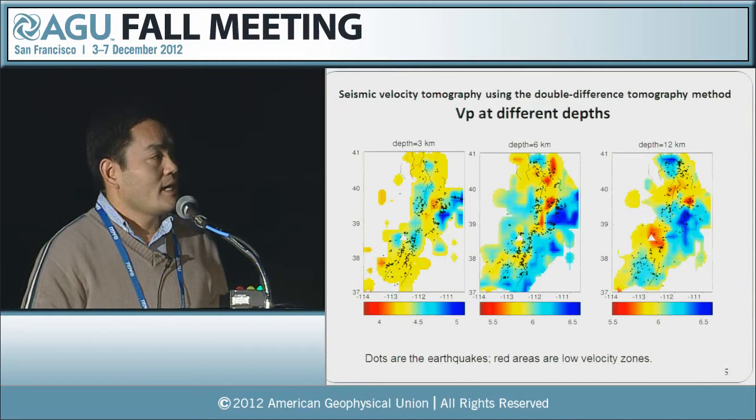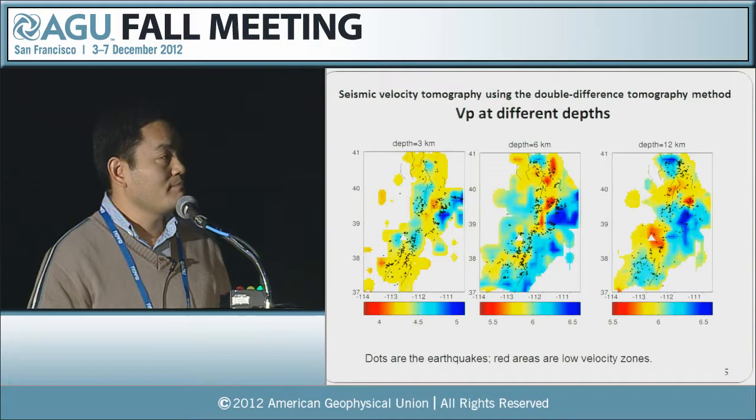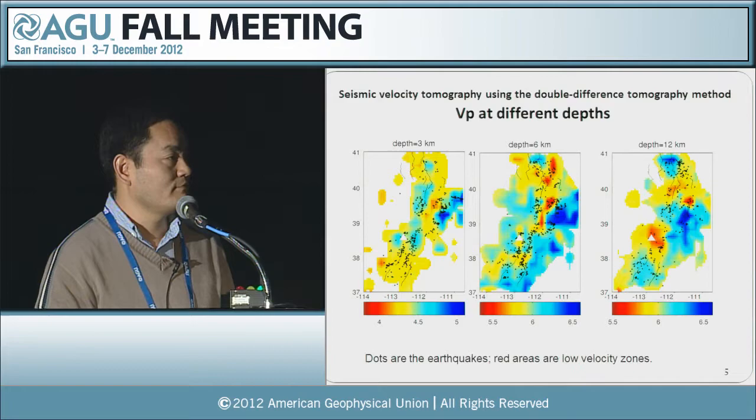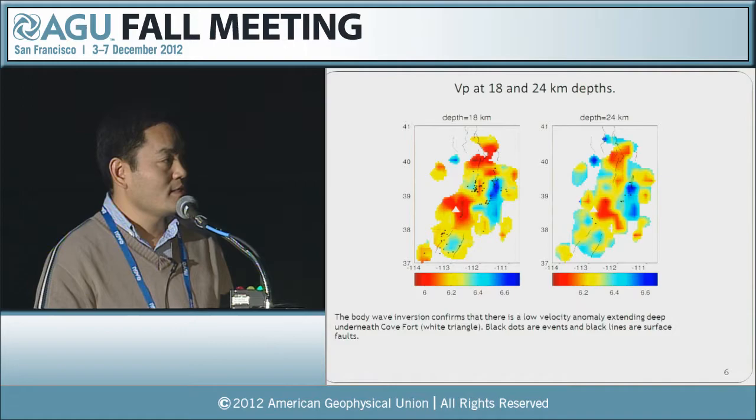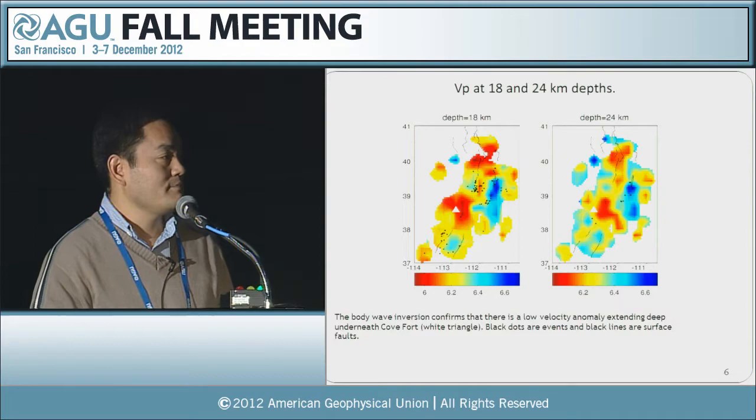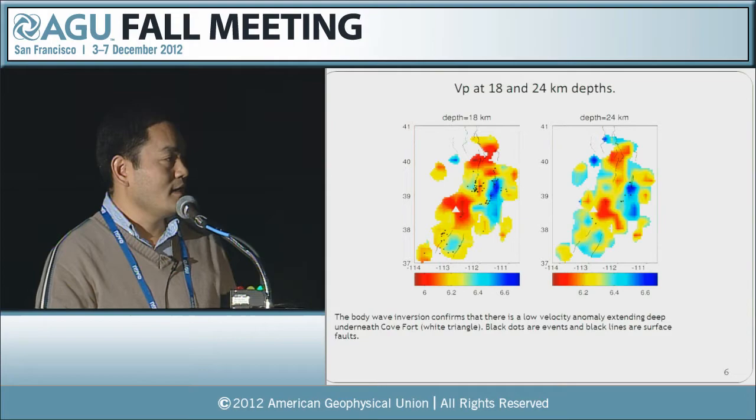This is the Vp models at different depths, starting from depth 3 kilometers, 6 kilometers, and 12 kilometers. The blue color means the higher velocity, and the red color means the lower velocity. And the white triangle is the place of Cove Fort. So we can see starting from depth of 3 kilometers, there's a low velocity anomaly underneath the Cove Fort area. And going down to the depths of 18 kilometers and 24 kilometers, this low velocity anomaly is very strong. So basically from the seismic tomography study, we see that underneath the Cove Fort area, there's a velocity anomaly extending deep.